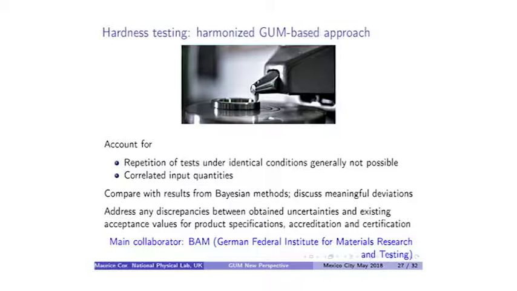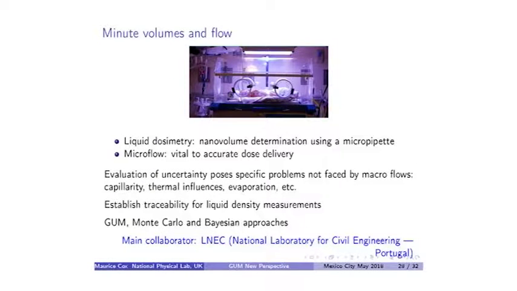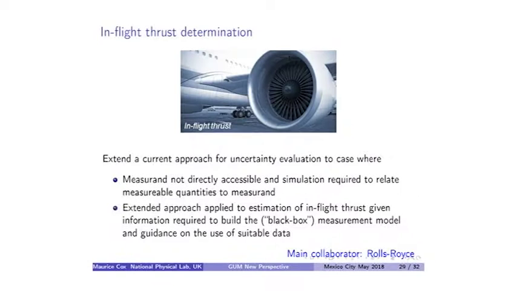Hardness testing is another example. Minute volumes of flow, that's important. Imported in hospital, where we're delivering dose to an infant. Low levels of dose, microflows. And we've got to ensure accurate dose delivery. We want to ensure that the doses have small uncertainties associated with them. And that's a challenging problem, but an important one that we're going to address through these examples.